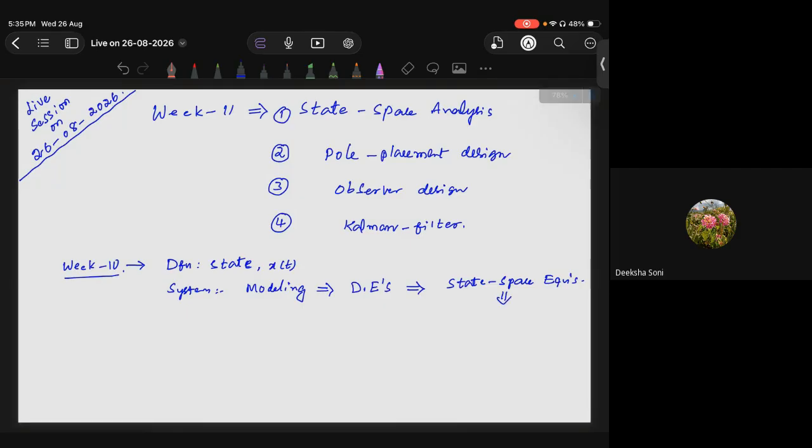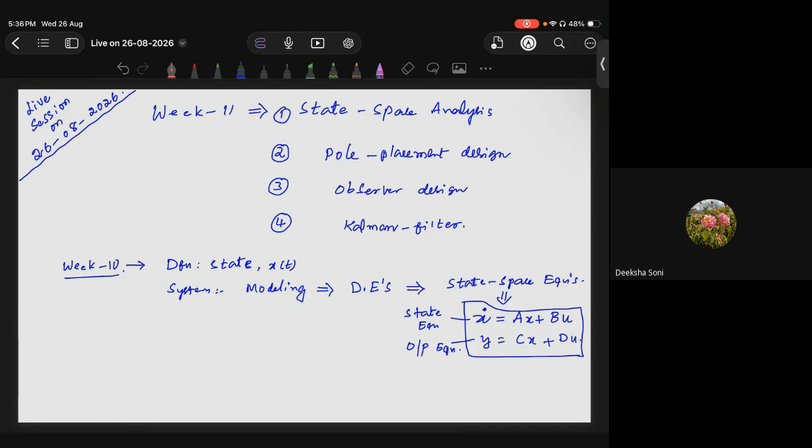We get equations like x dot is equal to ax plus bu, and y is equal to cx plus du. These are called the state space equations. The first equation is called the state equation, and the second is called the output equation. That is one concept you might have learned.